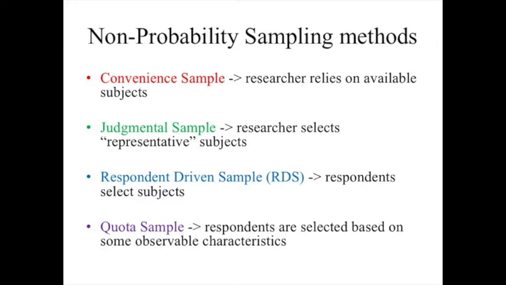Judgmental sample, where the researcher selects what he or she considers a representative subset of the population. We will consider respondent-driven sample, RDS, also known as snowball sampling, where respondents select other respondents. And finally, we will discuss quota sampling, in which respondents are selected based on some observable characteristic. So let's begin with convenience sample.